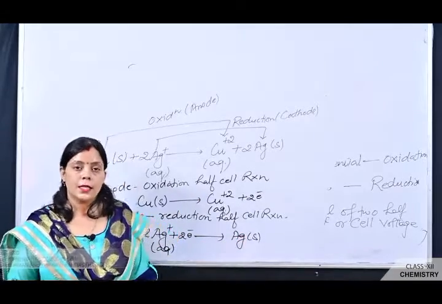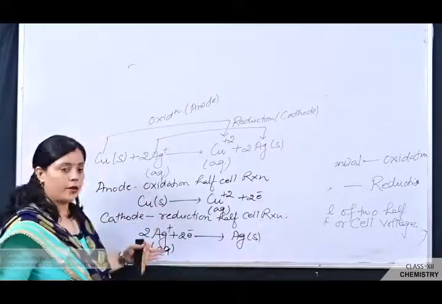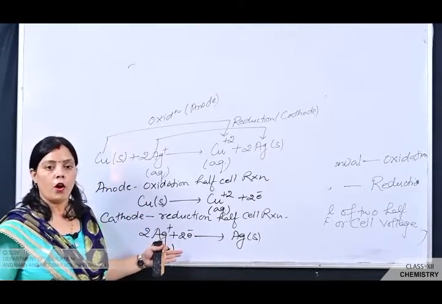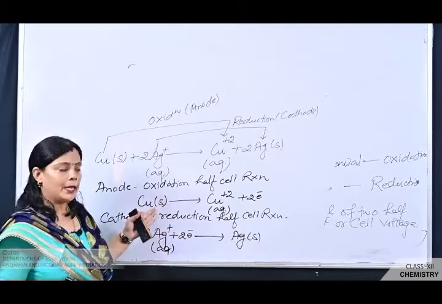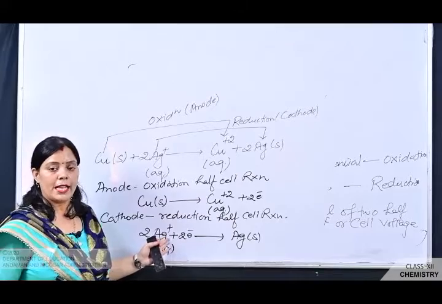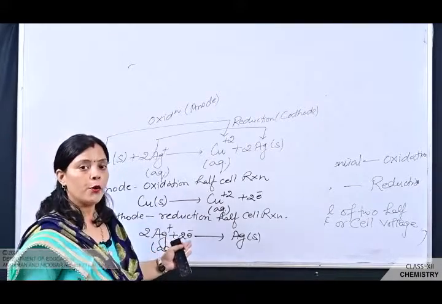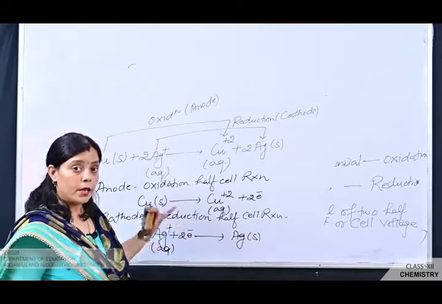So students, the sum of these two half cell reactions gives the overall cell reaction. In this, the copper electrode acts as the anode, whereas the silver electrode acts as the cathode. So how can we represent this cell? How can we represent this cell?